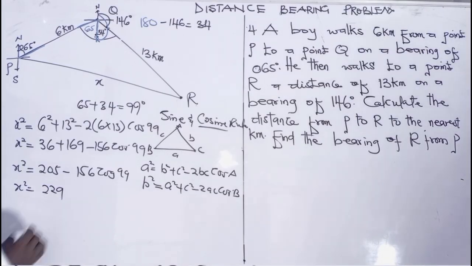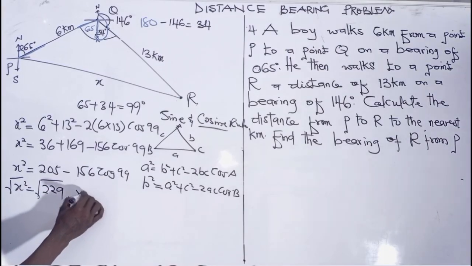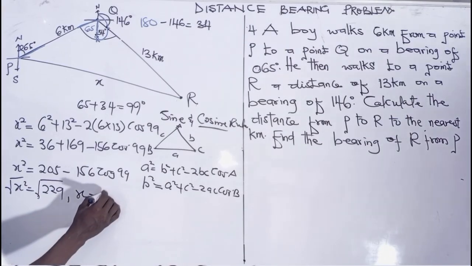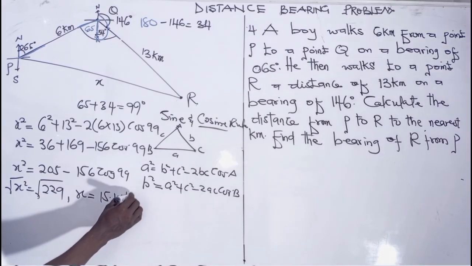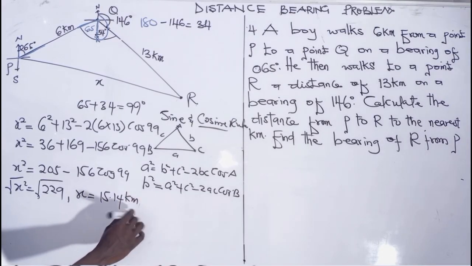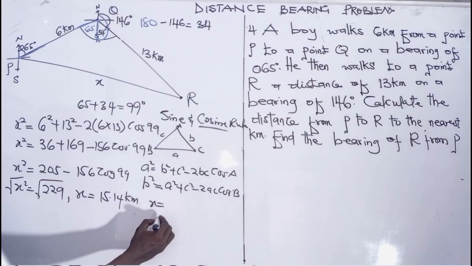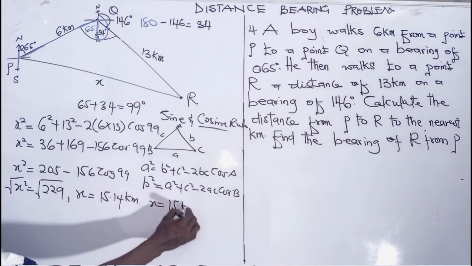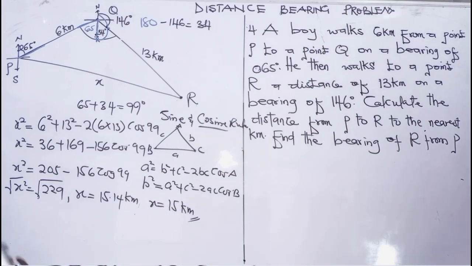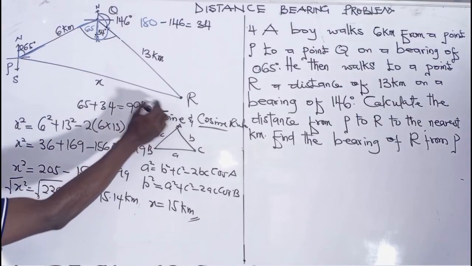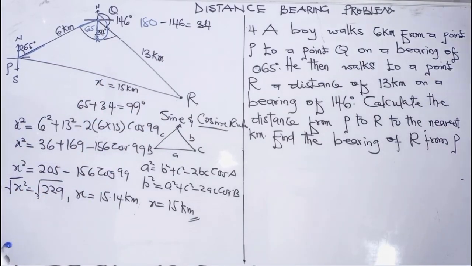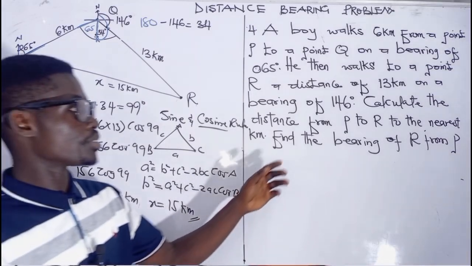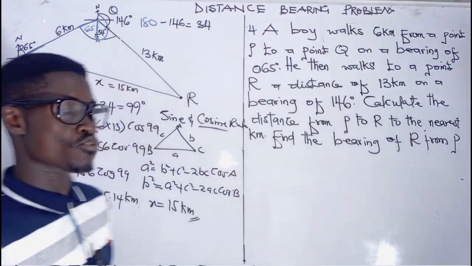We are looking for x, so we are going to take the square root on both sides of the equation. We can say that our x is equal to 15.14 kilometers. To the nearest kilometer, we are going to have our x is equal to 15 kilometers. That is the distance between P and R. So we have 15 kilometers.